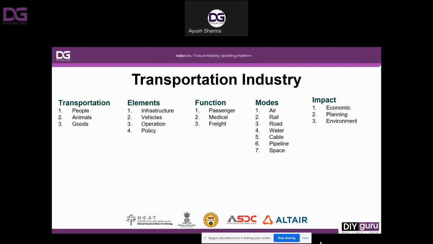This transportation industry can have different modes, like air, railways, and by road, where we have the automotive industry. And if we talk about boats, the water boats are also part of the transportation industry. And how is this going to impact the transportation industry?